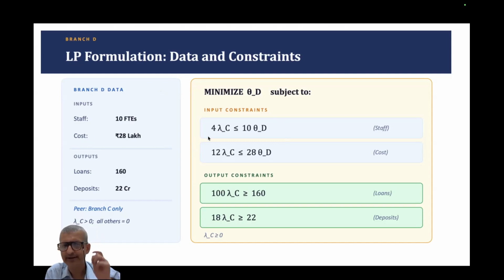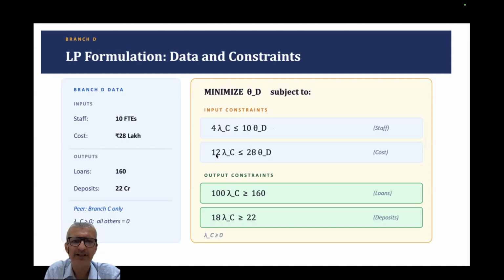you find that we have 4 lambda C less than or equal to 10 theta D. So 4 is what? 4 is the number of FTEs that branch C has, which is the ideal branch, which is at the frontier. So 4 FTEs, 4 times lambda C. This is the factor that is multiplied. And then 10 is the number of FTEs that branch D has, and theta D is what we are trying to minimize. Theta D is the proportion or the factor by which the input of branch D should be reduced to get the same output as branch C.